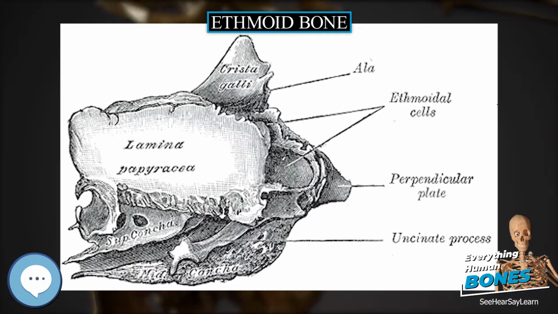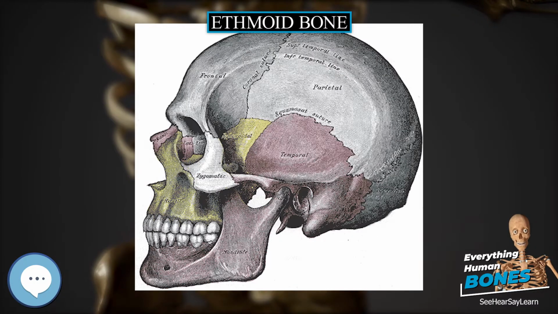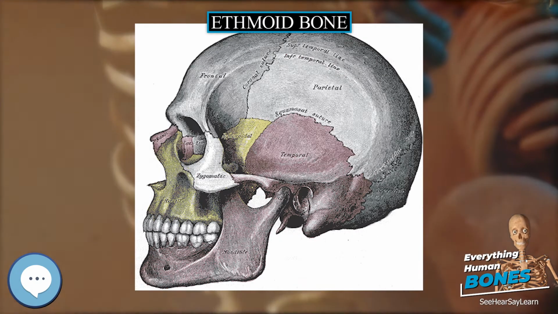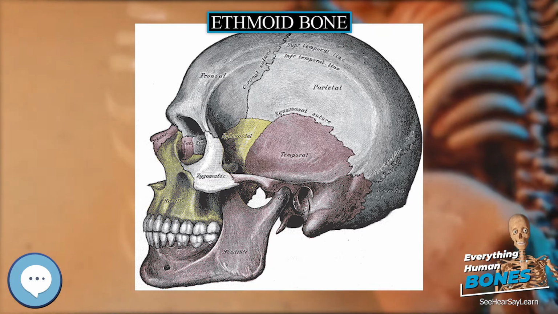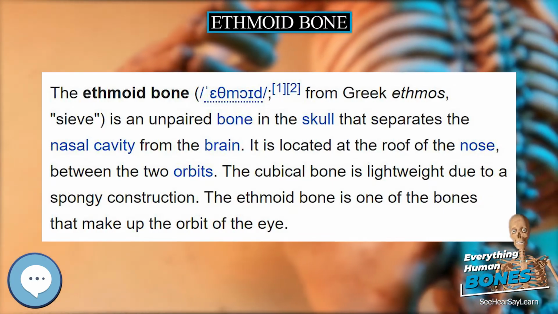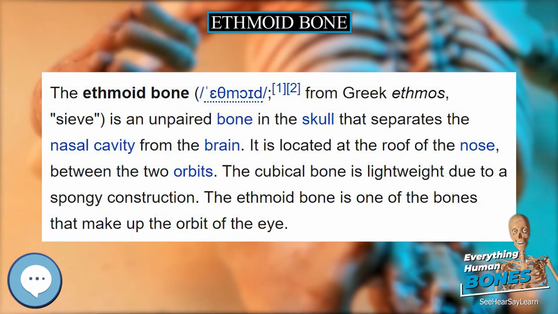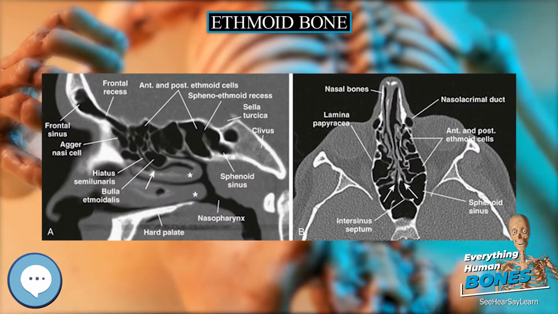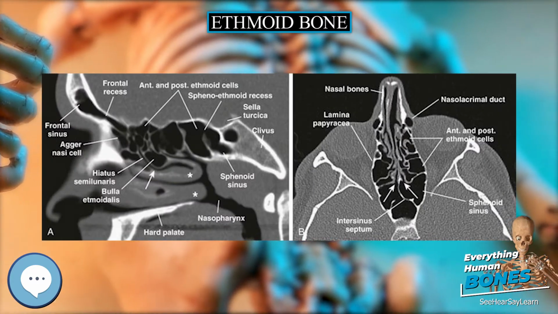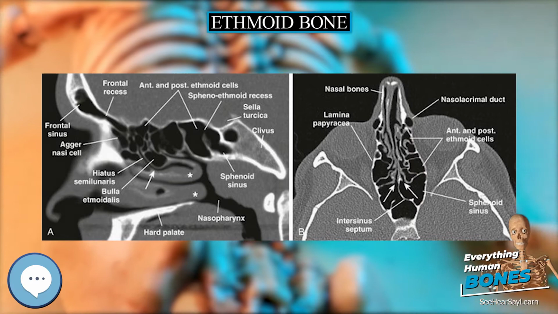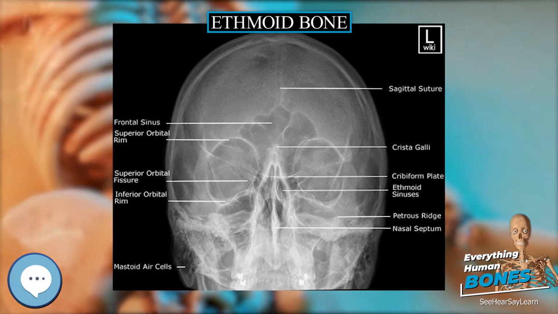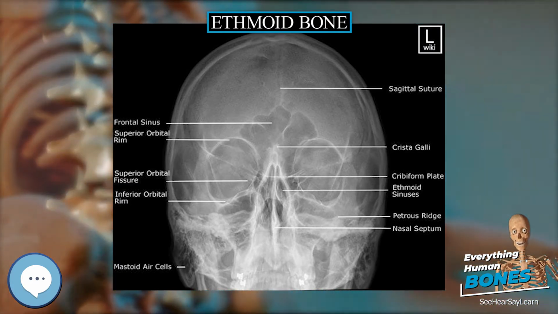Structure. The ethmoid bone is an anterior cranial bone located between the eyes. It contributes to the medial wall of the orbit, the nasal cavity, and the nasal septum. The ethmoid has three parts: cribriform plate, ethmoidal labyrinth, and perpendicular plate. The cribriform plate forms the roof of the nasal cavity and also contributes to formation of the anterior cranial fossa.